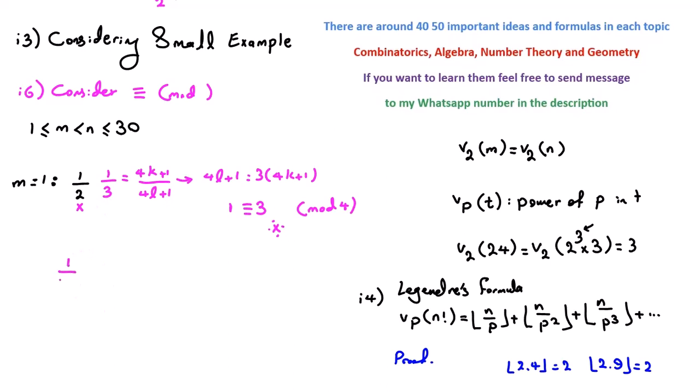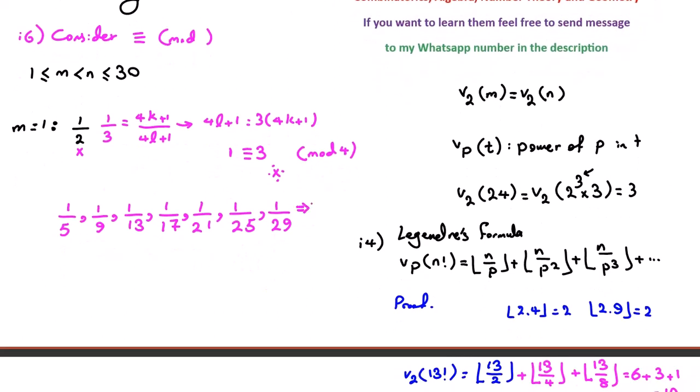So we can say 1 over 5 is good. Next one, 6, 7. We said we should only check odd numbers because V2 of m should equal V2 of n. Because m is odd, n should be odd. 1 over 7, again like 1 over 3, is bad. So we can conclude 1 over 5, 1 over 9, 1 over 13, 1 over 17, 1 over 21, 1 over 25, and 1 over 29 are good. 1, 2, 3, 4, 5, 6, 7. Here we have 7 good numbers.